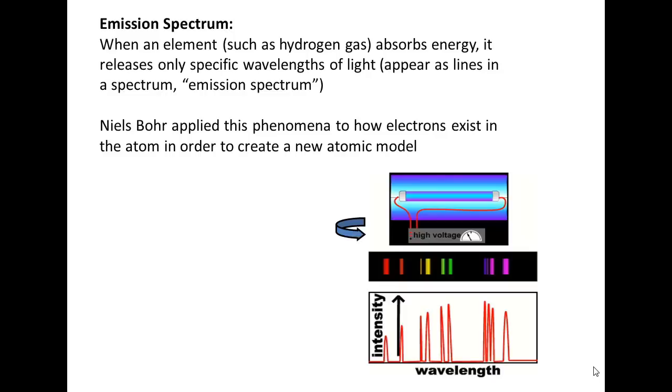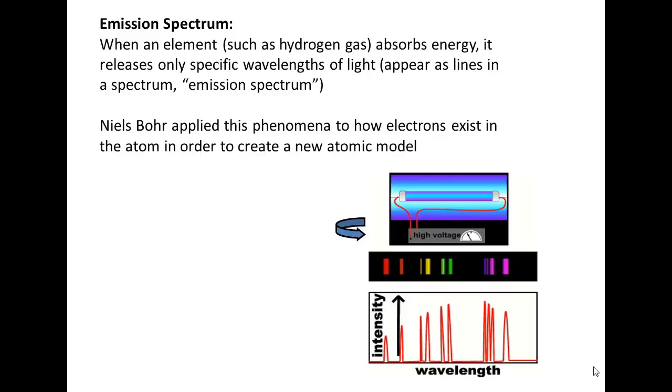In fact, we get lines on the spectrum, which means we only get specific wavelengths that are represented within that light. So this is a picture of the hydrogen spectrum. Notice that there are just fine lines that are represented.